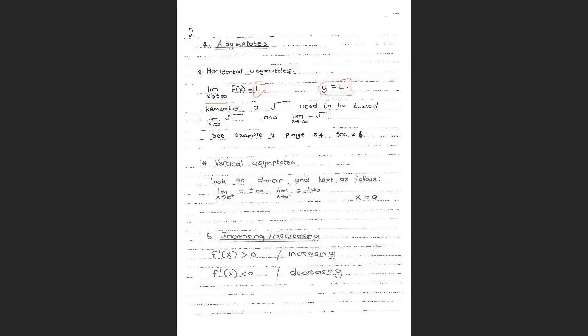But if your function is an even function, all right, meaning that f of minus x equals f of x, it means that the limit as x approaches plus or minus infinity will more or less give you the same result for most cases, all right?